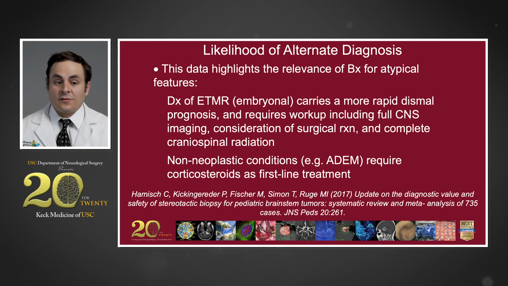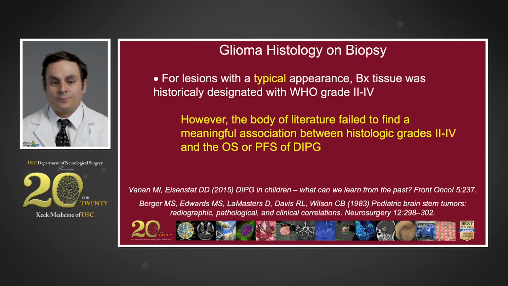A diagnosis of an embryonal tumor with multilayered rosettes carries a more rapid dismal prognosis and requires workup, including a full central nervous system imaging, consideration of surgical resection, and complete craniospinal radiation. Furthermore, non-neoplastic conditions, for example, acute disseminated encephalomyelitis, require corticosteroids as first-line treatment. So you can see that other pathologies, if they're present, would dramatically alter the prognosis and the treatment strategy.